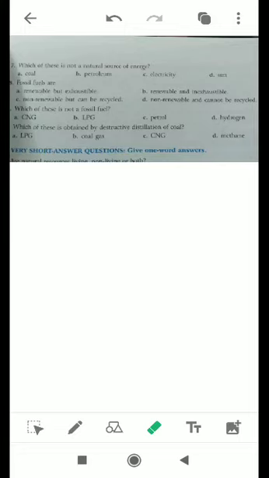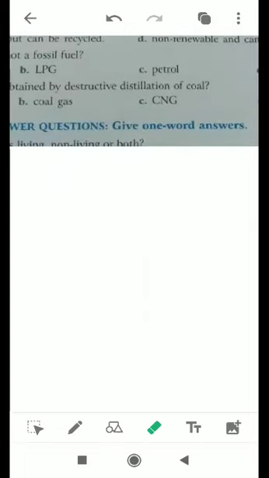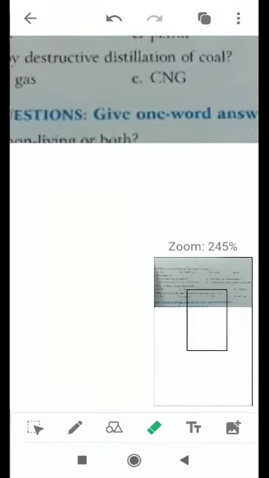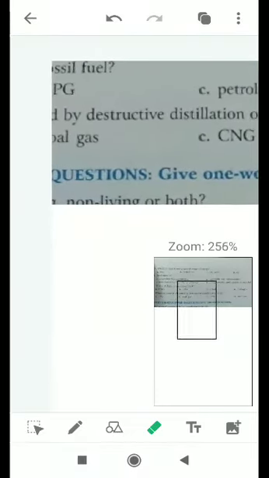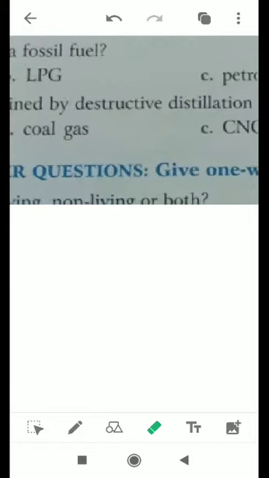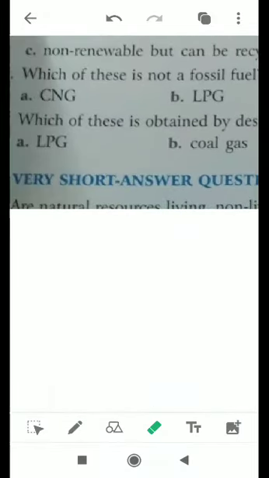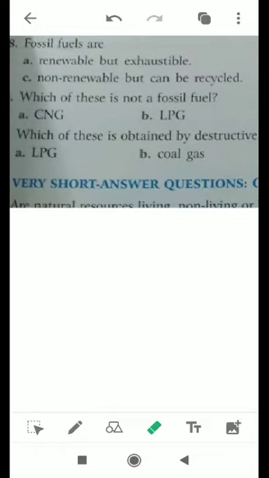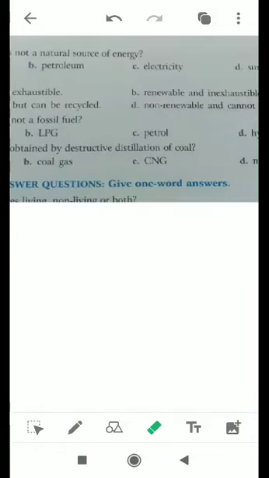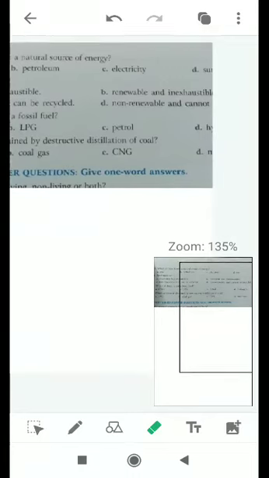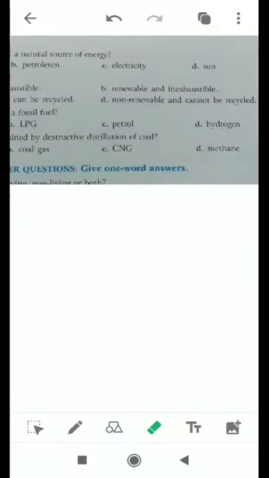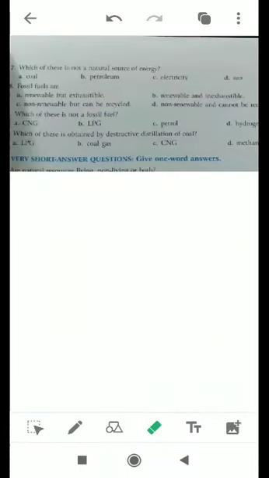Now next, see, which of these is obtained by destructive distillation of coal? Which of these is obtained by destructive distillation of coal? It is coal gas, CNG, LPG. Okay, coal gas, CNG, LPG and methane. The answer will be coal gas.